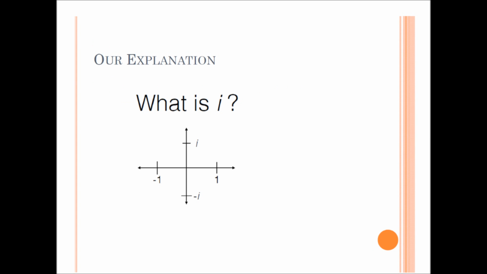Now we will look at a graphical representation of what I is. This is the complex plane, which includes both real and imaginary numbers. Real numbers go horizontally, and imaginary numbers go vertically.